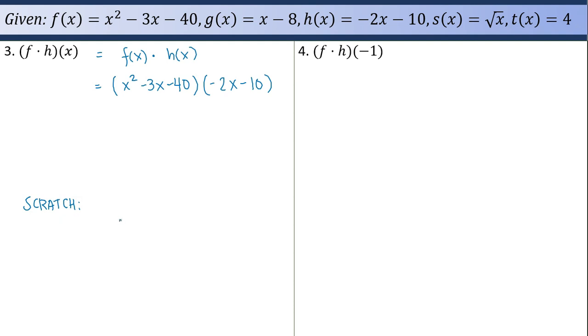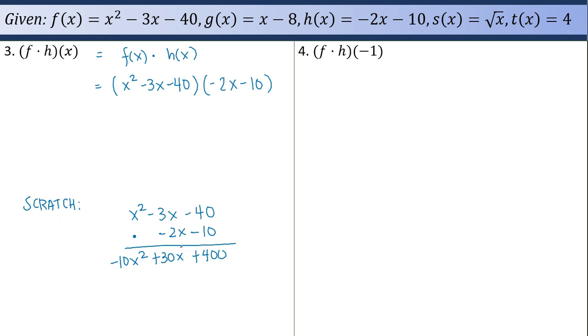Gawa muna tayo ng scratch. So, we have x squared minus 3x minus 40 multiplied by negative 2x minus 10. Negative 10 times negative 40, that is equal to negative 400, right? Negative 10 times negative 3x is equal to positive 30x.